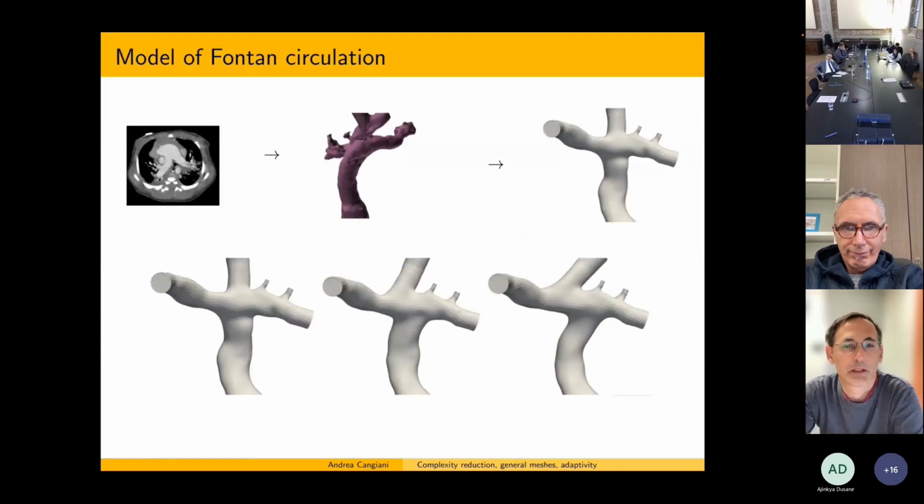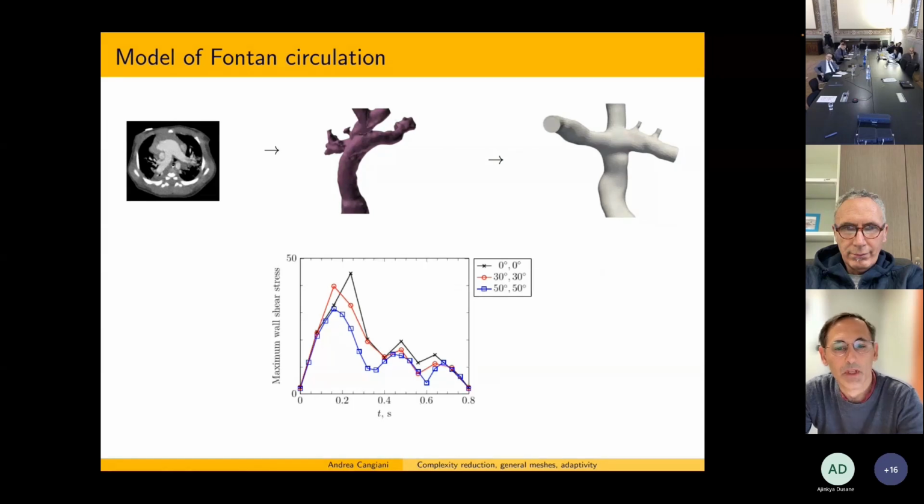So, starting with imaging, producing the model, and then testing different configurations of the anastomosis, and then giving back to the doctors and medical practitioners the type of numbers they want to look at to improve the results of the operation.